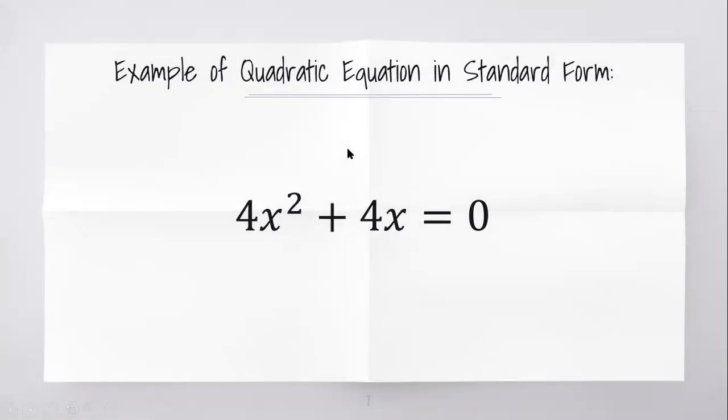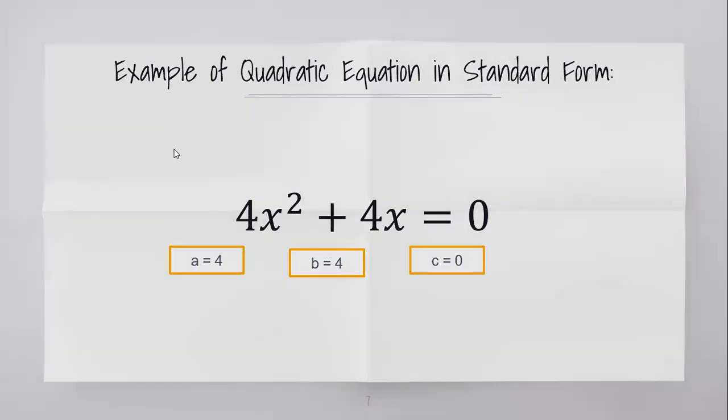So another example, 4x squared plus 4x is equal to 0. What do you think is the value of a, b, and c? The value of a here is obviously positive 4. The value of b here is positive 4. How about c? Okay, that is 0 because constant does not exist. Therefore, it is understood also that the value of c is equal to 0.